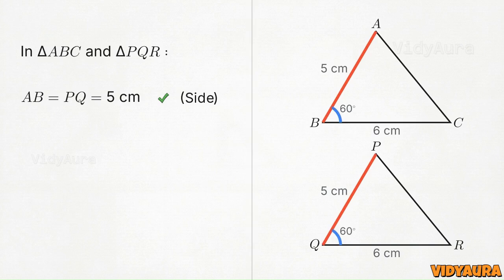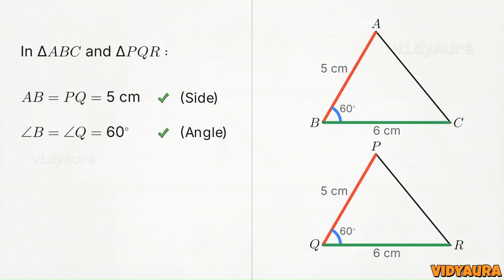Next, we check the angles connected to those sides. Angle B is 60 degrees, and angle Q is also 60 degrees. We log that match. Angle B equals angle Q equals 60 degrees. Another check mark, and we label this one angle.